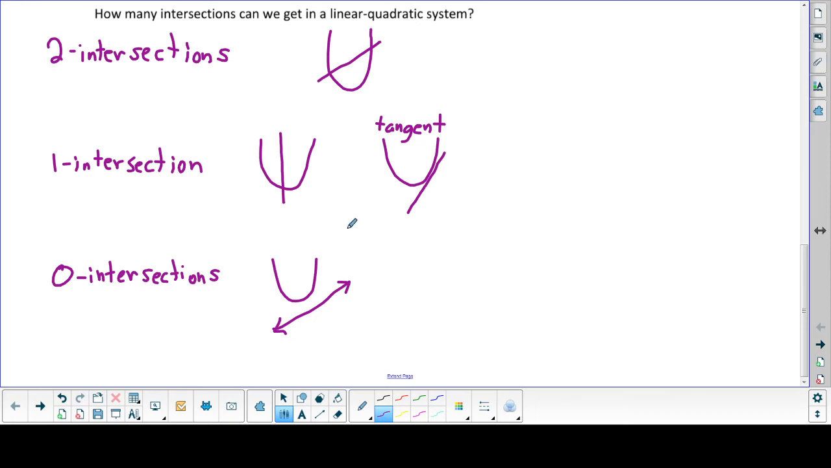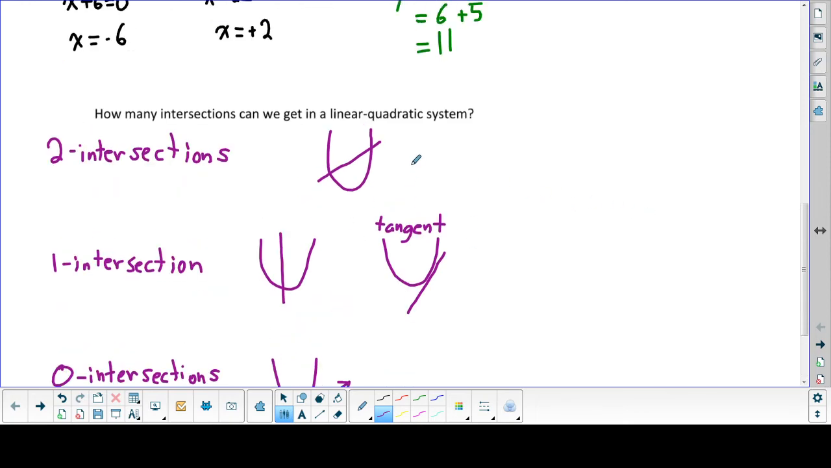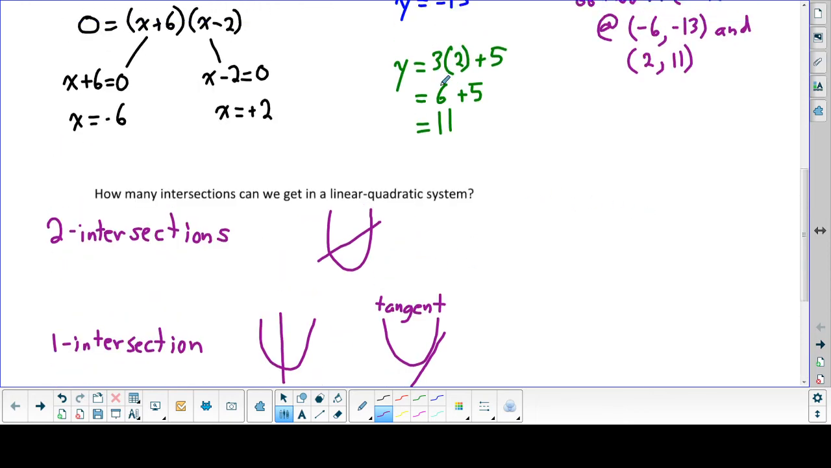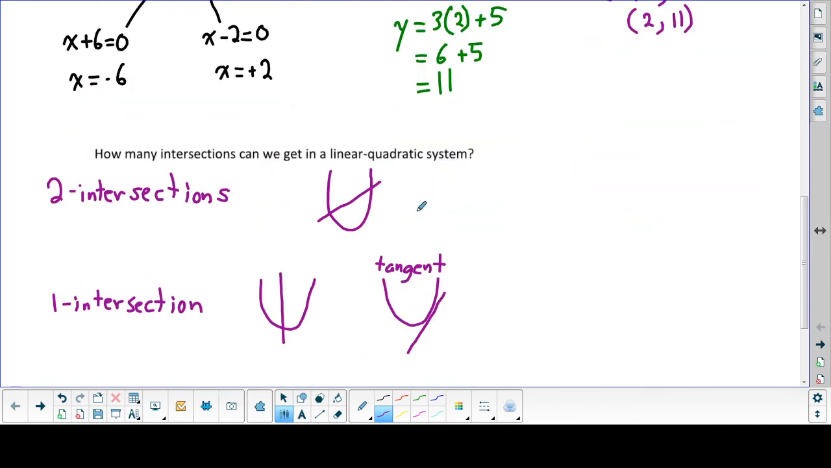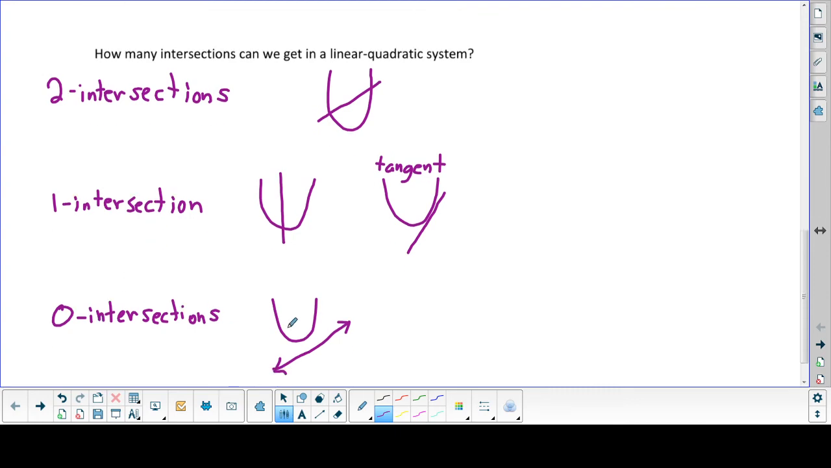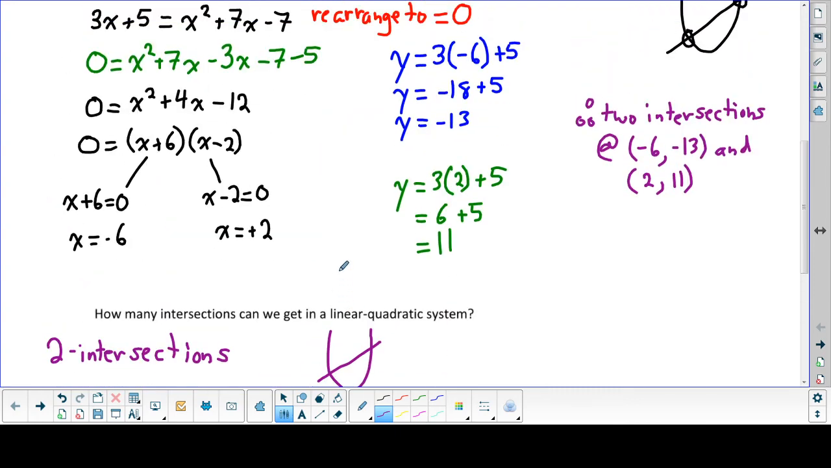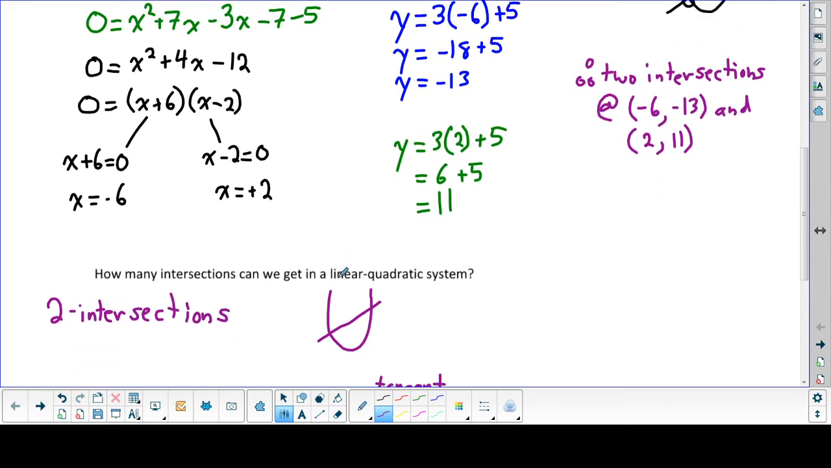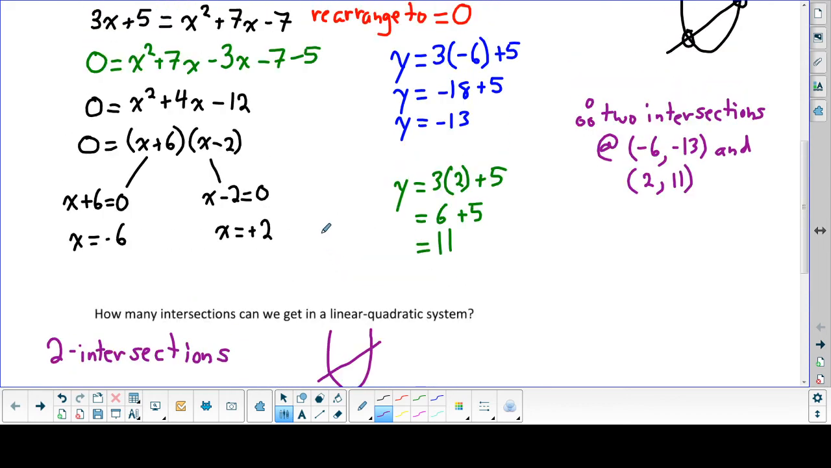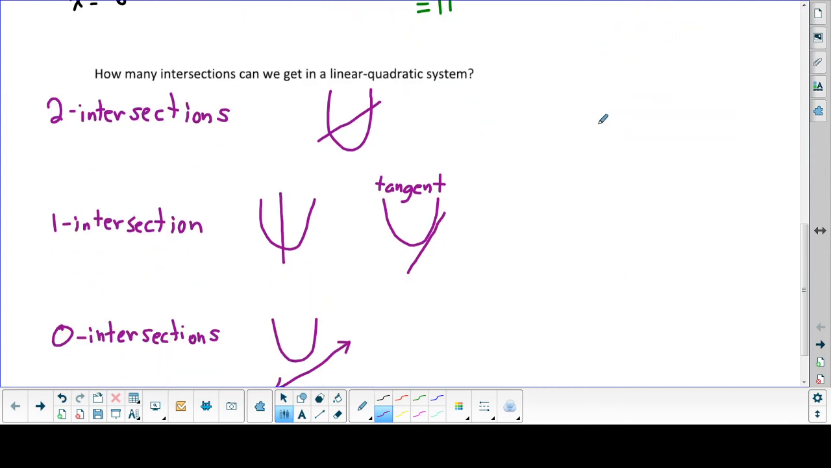Okay. So how on earth would we know this, though? If we're going through this process of solving our linear quadratic system, how would we know if we're going to get 2 answers, 1 answer, or 0 answers? Well, you may be able to guess, but we actually have something about quadratics that tells us how many solutions we get. And if you look at this step right here, this is just a quadratic where we're trying to solve it. So the discriminant is tied to this. Okay, so the discriminant.